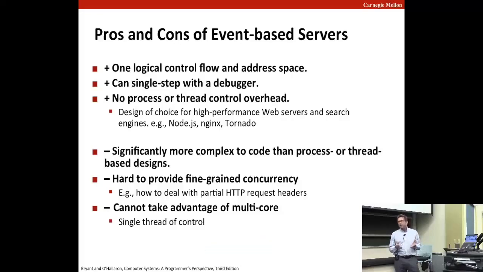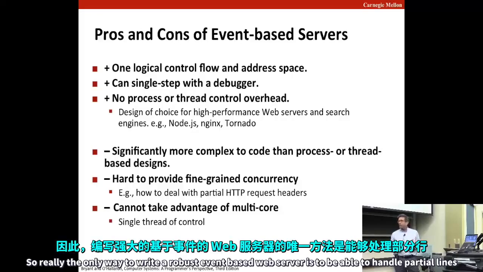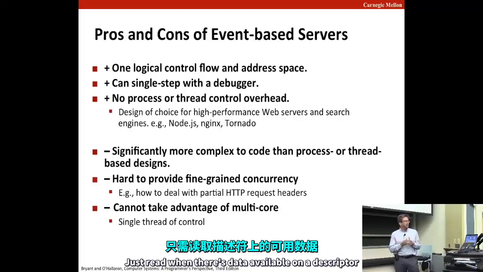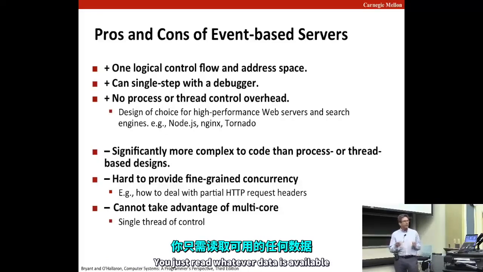So really, the only way to write a robust event-based web server is to be able to handle partial lines. When there's data available on a descriptor, you just read whatever data is available. You remember how much you read.